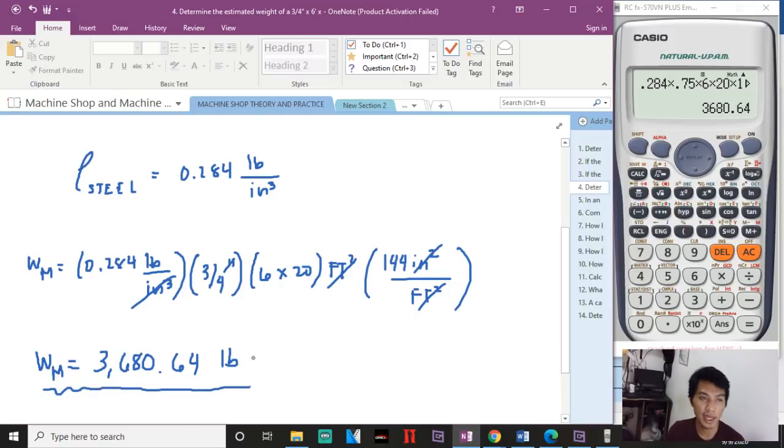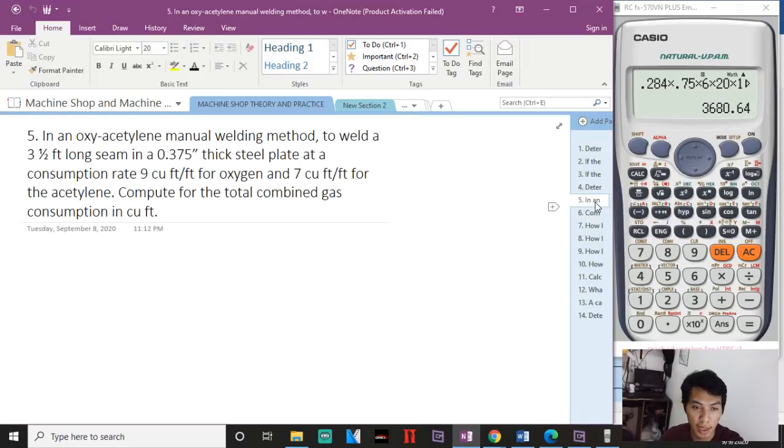Okay ba class? Malinaw na yung sa weight? Yes, sir. Okay, thank you. Pero tama yung sagot ko ha. Tama naman, sir. Nagko-compute dapat kayo. Yes, sir. Tama. Okay.